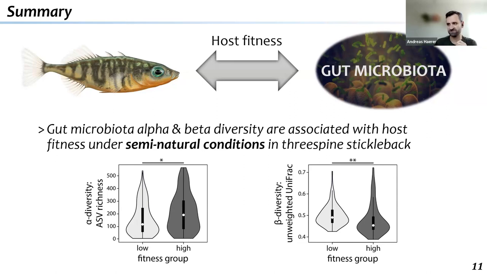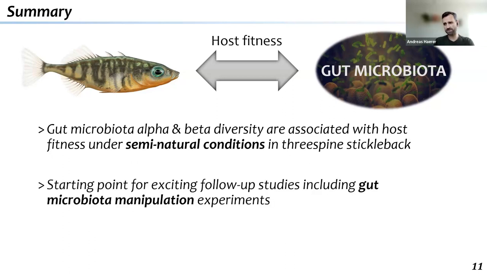And I put semi-natural conditions here in bold because I think it's important that we do those experiments in naturalistic settings, because if you think about it, selection pressures within a lab and a more natural environment differ, but also we know that the environment can affect gut microbial composition. In the lab, the conditions are very artificial, whereas in the experiments that we did, fish have the chance to occupy their microhabitats similar to what they do in nature and also feed on different diets. So I want to advocate for performing such experiments under as naturalistic conditions as possible.